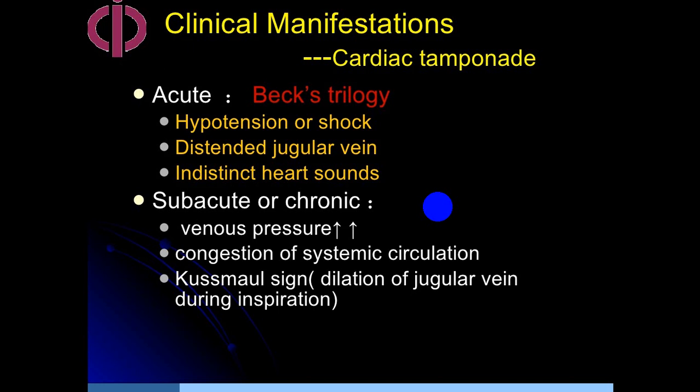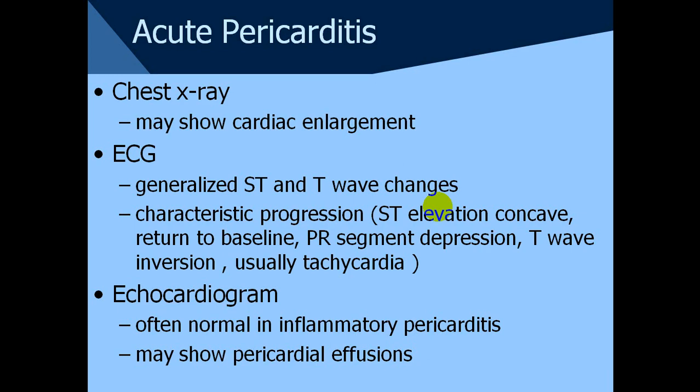In subacute or chronic tamponade, venous pressure increases with congestion of the systemic circulation, and there is Kussmaul's sign, which means dilatation and elevation of the jugular veins during inspiration. Normally they descend. Chest X-ray may show cardiac enlargement if there is enough pericardial effusion. ECG shows generalized ST and T-wave changes. The characteristic progression is ST segment elevation, concave upward, then return to baseline. The more characteristic finding is PR segment depression. T-wave inversion is nonspecific, usually with tachycardia.